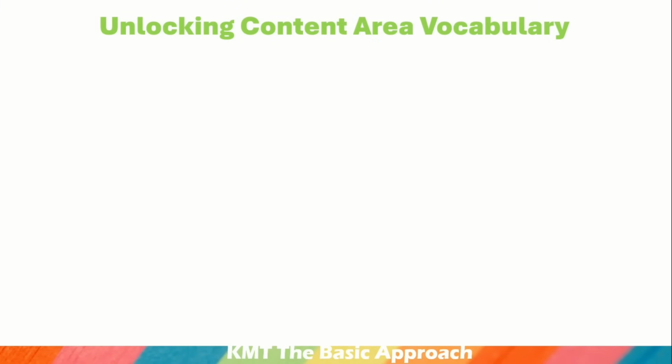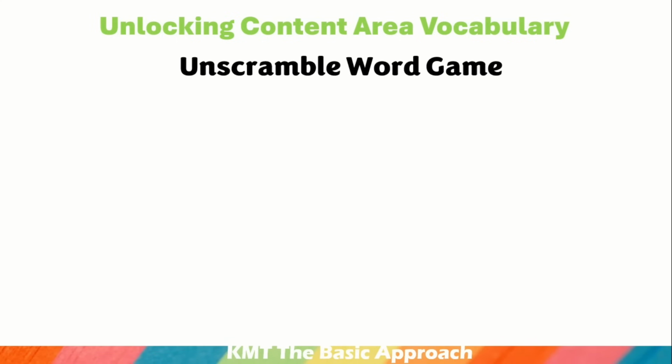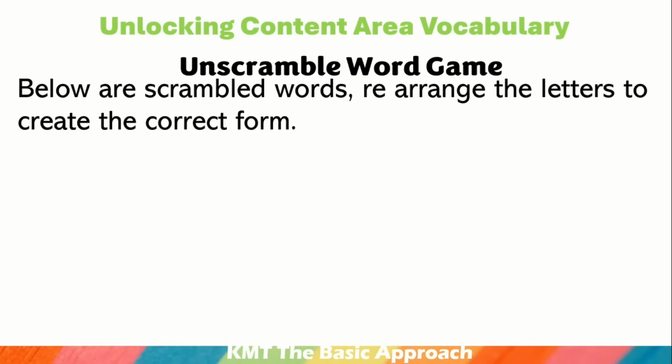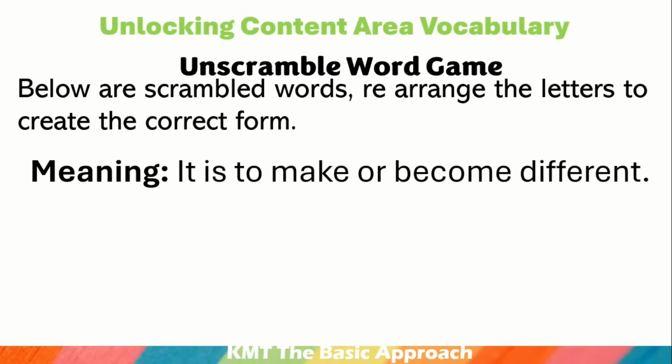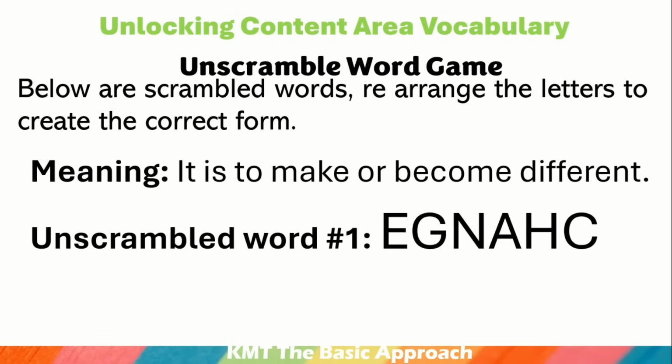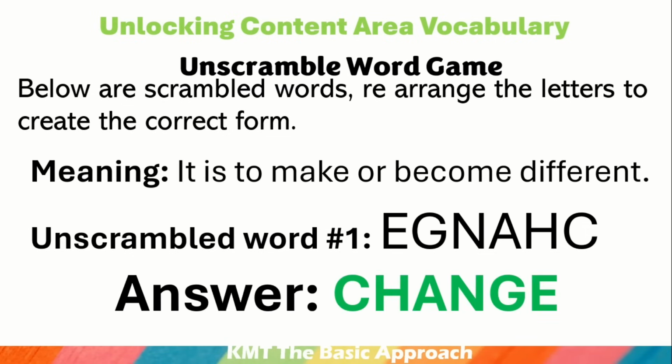Unlocking content area vocabulary. Unscramble word game. Below are scrambled words. Rearrange the letters to create the correct form. Let's start. Meaning: it is to make or become different. Unscrambled word number 1. What is the correct answer? Good job! The correct answer is change.